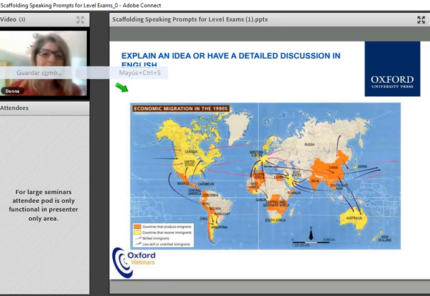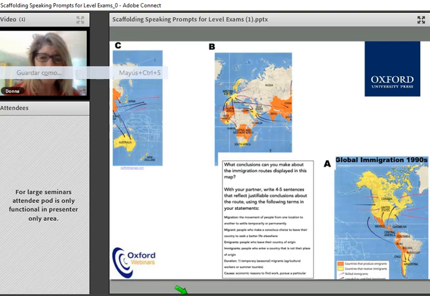All right, this is where in level 1, I couldn't show you very well, but we're going to show it in level 3. You have a map with a lot of information. And in the exam, the student is expected to talk about the economic migration in the 1990s. Well, that's a big topic. But what we want to do is help our students learn to break it down. In the exam, they're not going to be able to do this activity, but helping them categorize information is the object. So we're taking this map and we're dividing it up into 3.